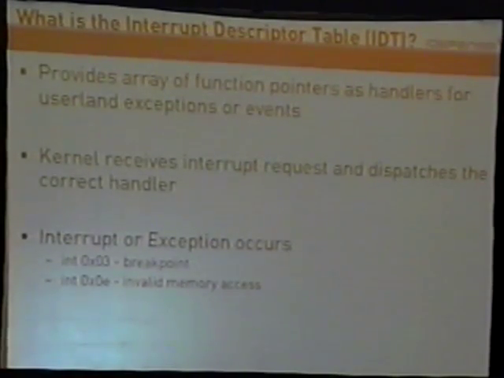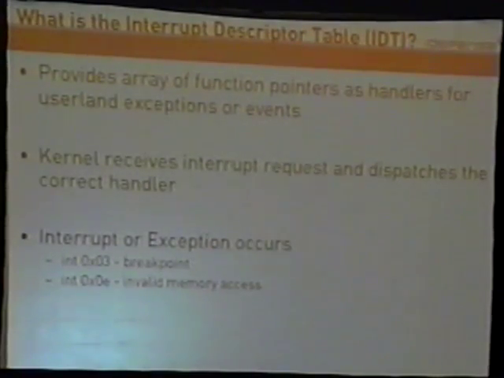What is the interrupt descriptor table? The IDT provides an array of function pointers that act as handlers for userland exceptions and events. An exception would be a page fault, a read to an invalid memory address. An event would be a breakpoint. So that's the differences. The kernel is going to receive this interrupt request and dispatch the correct handler. The dispatch is done by taking the interrupt number and indexing the IDT.